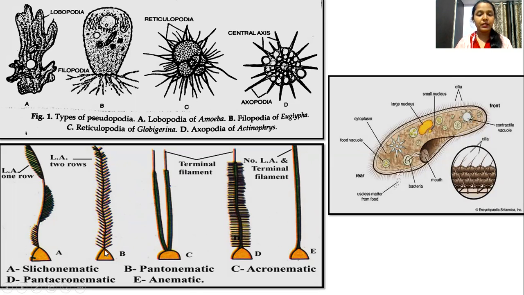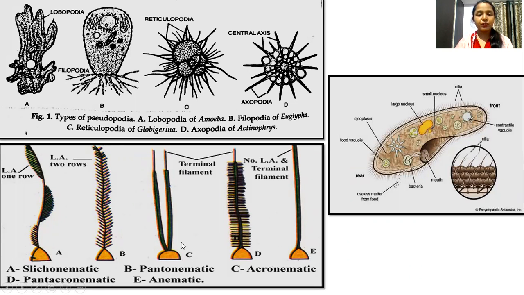So next is the pentanematic. In case of the pentanematic, here also the flagellas are provided with the mastigonemes, but the mastigonemes are arranged on both sides. So in the flagella, if mastigonemes are present on both sides, then it is a pentanematic.